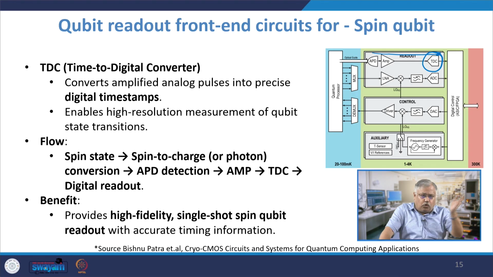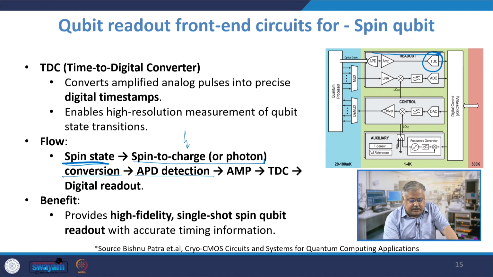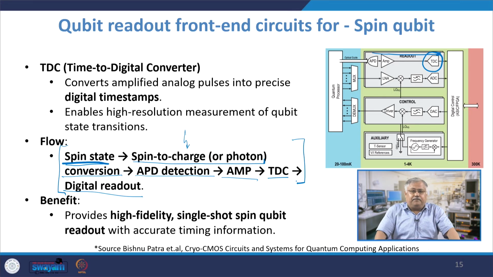So, if you look at the flow of the data or the structure, first we go ahead and do the spin state, right. The spin state converts from spin to charge or a photon. Photon means if you are doing it optically, it is a photon, if you are doing it in the charge base, then spin to charge conversion takes place, then you do an APD detection, then AMP, TDC and digital readout. So, this is the typical flow of readout circuitry when you have the optical domain.